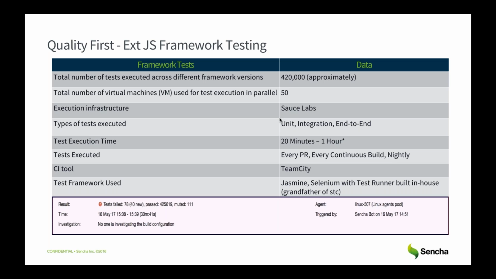But what is important here is that there has to be a starting point. And for Sencha, that starting point was in 2012 or 2011. And over the last 5-6 years, the number of tests has grown to 40,000 test cases, which when you run across multiple browsers, goes up to 420,000 test cases.